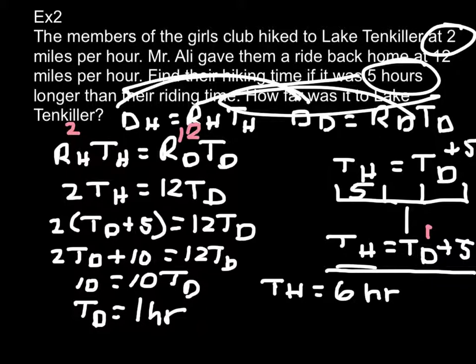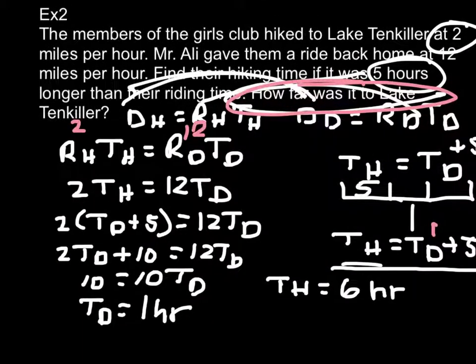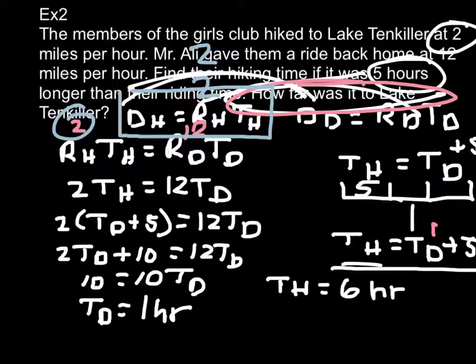Now, how can we figure out, and I'll put this in a different color, how far was it to the lake? What's the distance to the lake? Well, I'm going to get that right here. The distance to hike to the lake is the rate that they hiked, which is what? What's the rate they hiked? 2, right? I'll put that right above there. And what's the time that it took them to hike? 6. So I take 2 times 6, 12. So the distance hiked then is 12. Now is it miles? Is it kilometers? What's my unit? Go back to the original problem. It's miles.